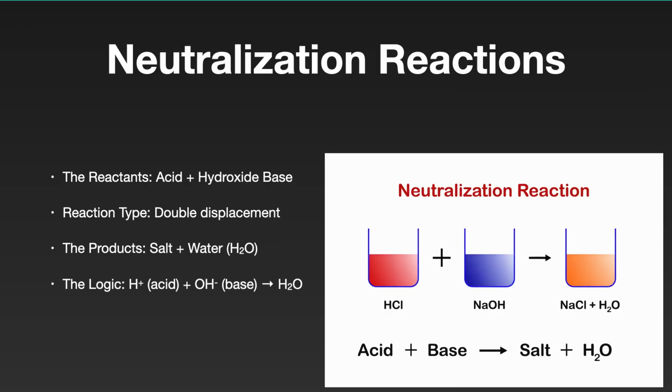The second major reaction type is neutralization. This happens when an acid and a hydroxide base react. It's a double displacement reaction where the business ends of each, the H+ from the acid and the OH- from the base, join together to form perfectly neutral liquid water. Because the acidic and basic properties cancel each other out to make water and a salt, we call it neutralization.